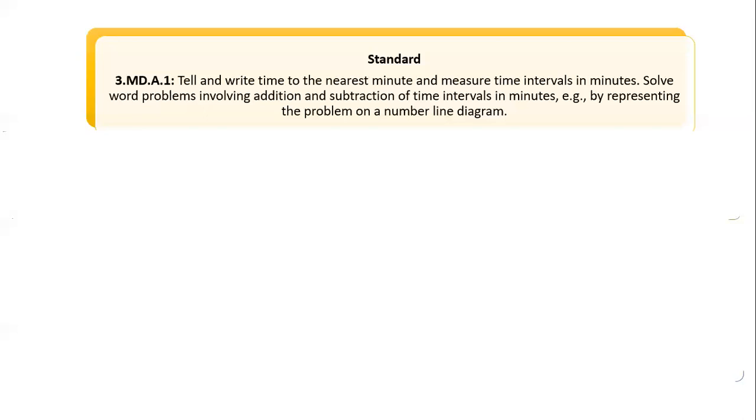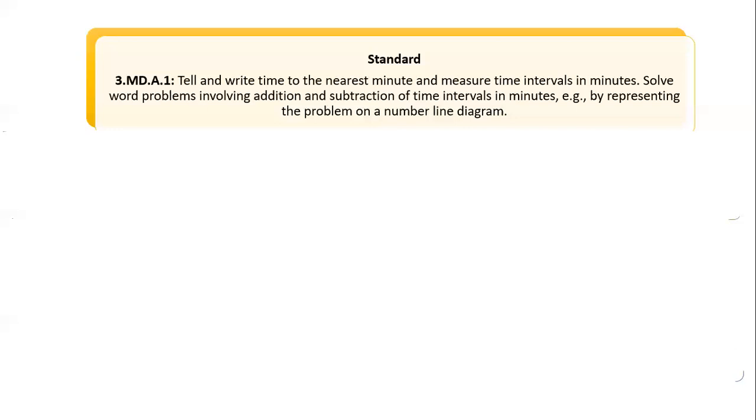So for this standard, third graders will be reading clocks, they'll be writing time, telling time. They're going to have to measure time intervals, also known as elapsed time. Then they're also going to have word problems involving addition and subtraction of time intervals or elapsed time. The e.g. tells me one way that students can solve word problems, but this is not the only way. This is an example of how students can use a tool like a number line to help them represent time elapsing.